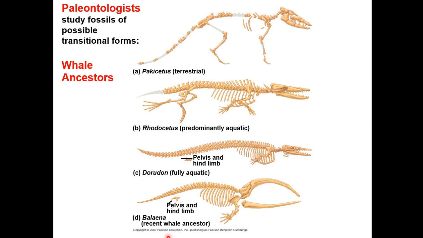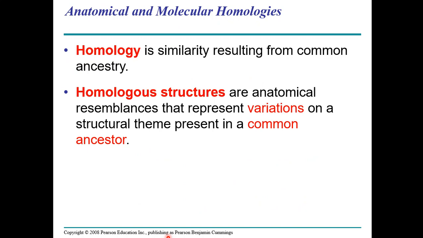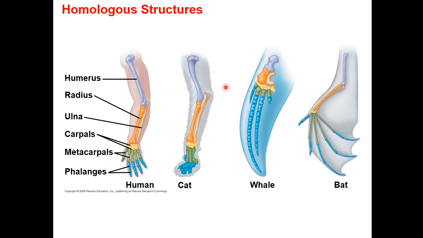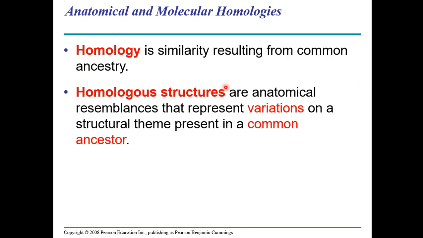Okay, DNA comparison. Okay, so yeah, it looks for DNA. Okay, so homology, remember class, is similarity resulting from common ancestry. Okay, similarity resulting from common ancestry. Okay, so when we speak of homologous structure, pag sinabing structure na class, we are now pertaining to anatomical, okay, anatomy of an organism. Okay, anatomical resemblances that represent variations on a structural frame present in a common ancestor. Look at this one. Okay, so these are homologous structure. Homology meaning they are retained, okay, resulting from a common ancestry.